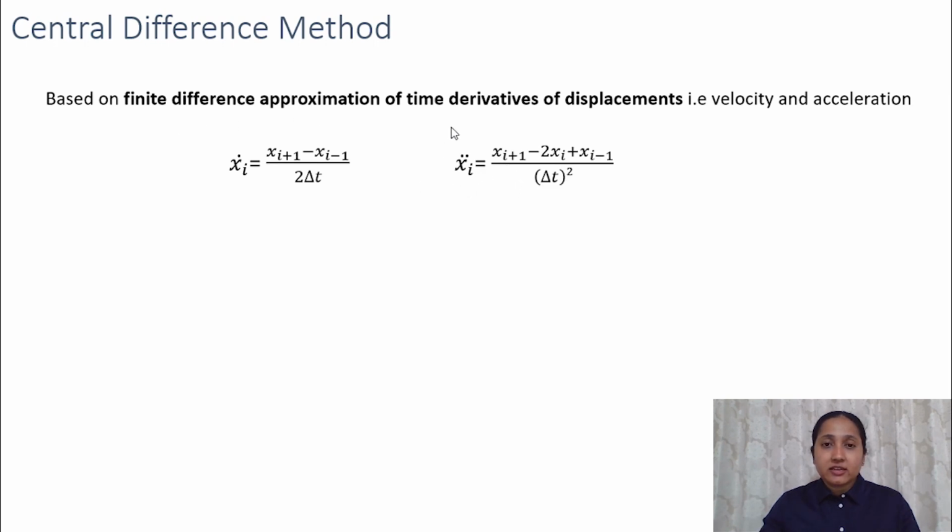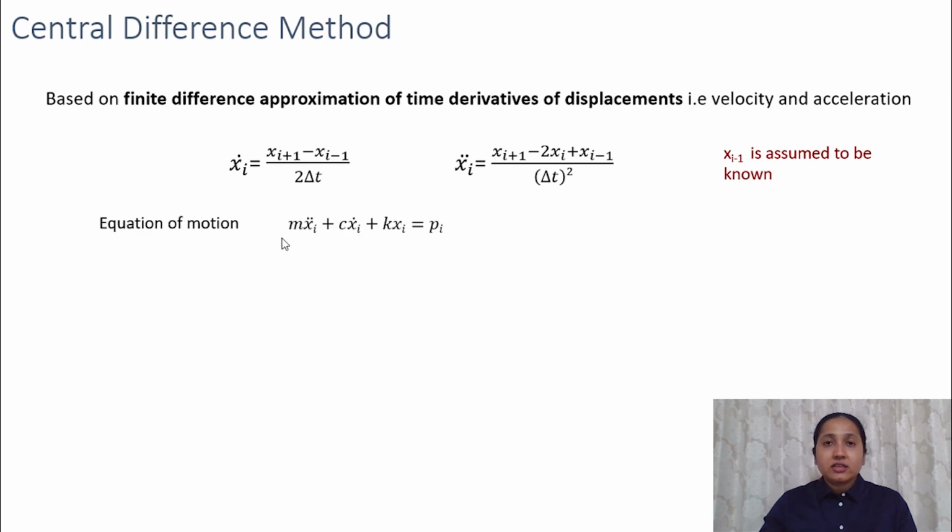So, the acceleration at the ith instant is equal to the displacement at the next instant minus 2 times the displacement at the present instant, that is ith instant, plus displacement at the previous instant, and it's divided by delta t square, that is time step square. So in this method, it is assumed that we know the displacement at the previous instant. That means this x i minus 1 is assumed to be known.